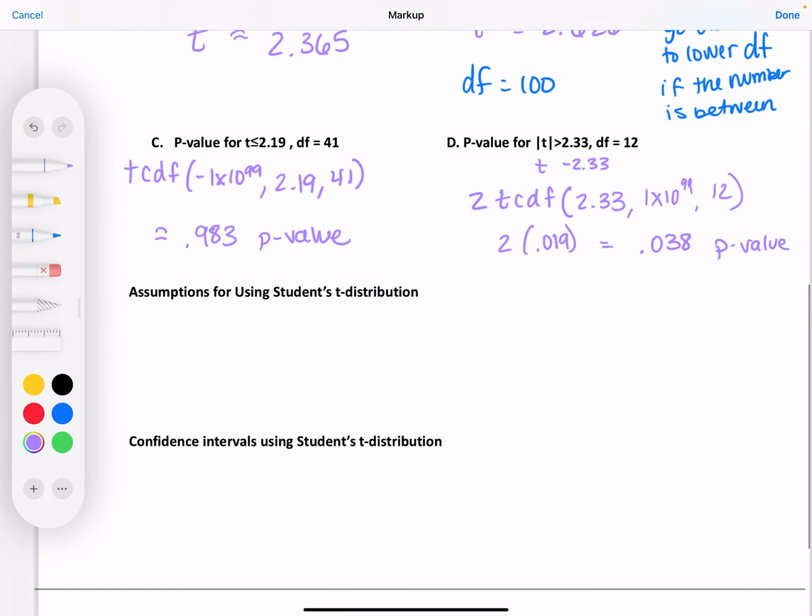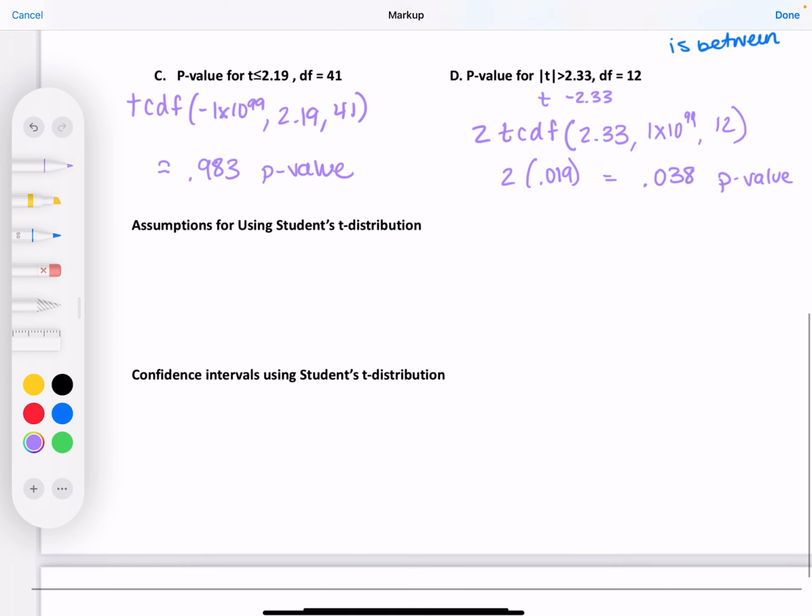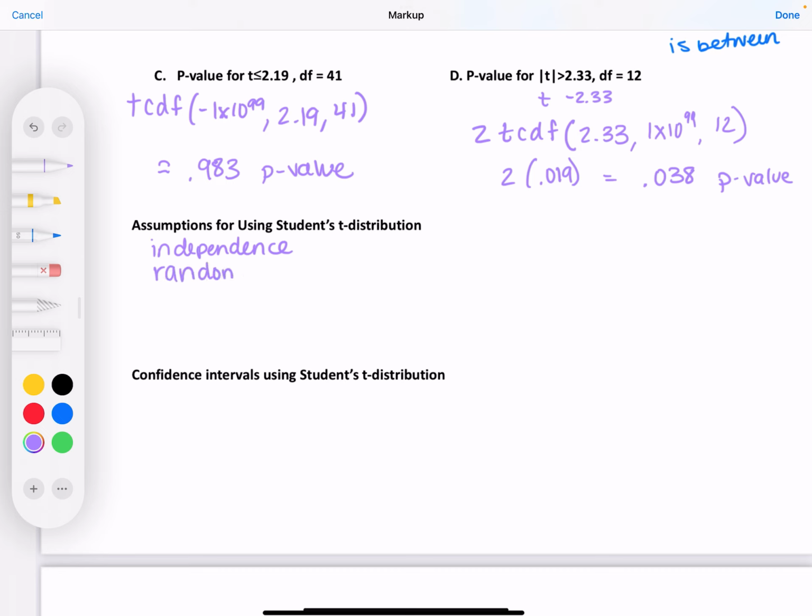All right, so assumptions for using a student's T distribution. We have to assume independence. Of course we do. Of course, these are not going to be that different than what we've been doing. It's got to be random. 10% condition. Nearly normal. Unimodal and symmetric.